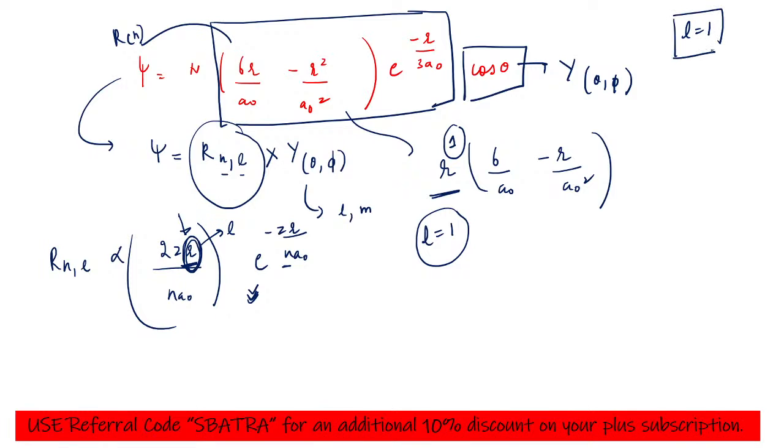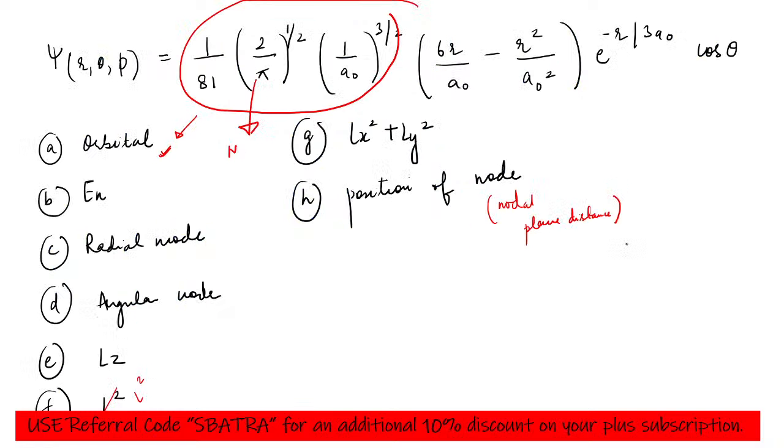Next, we need to find out the value of n. See, this is minus ZR by n a naught. This is for the hydrogen atom, that means Z is equal to 1 and n is equal to 3. So n is equal to 3 over here. That means the orbital is 3p. The electron is basically present in the 3p orbital. I hope this part is clear to all of you, that the orbital is 3p.